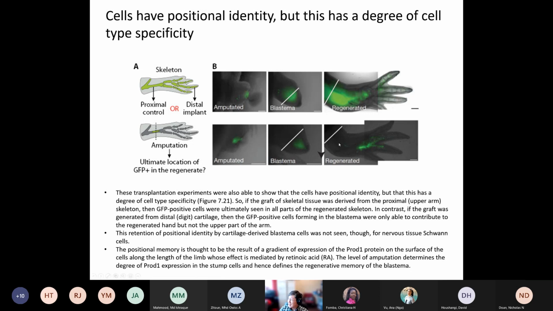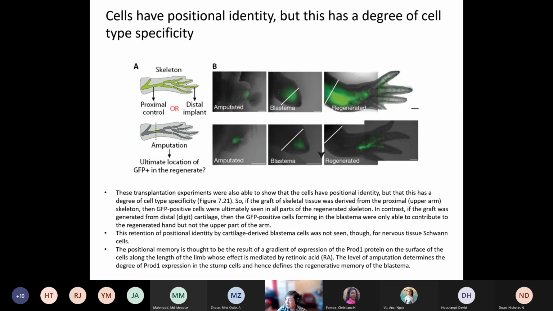But why? Your question is why the whole structure can be regenerated. That is because when you do the amputation, it's not only about bone, it's about all the other tissues as well. So that's why you still grow a full limb, but in terms of bone contribution, the implant part can only contribute to the distal side of the bone, not the upper bones.